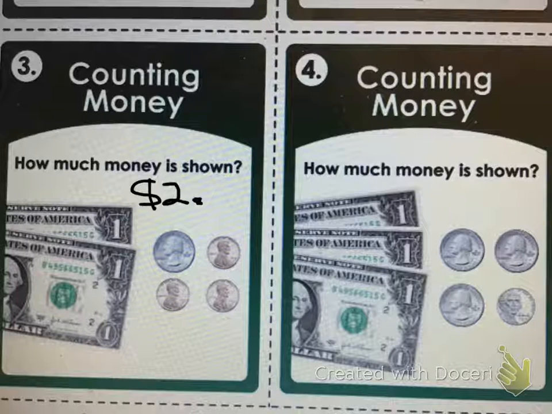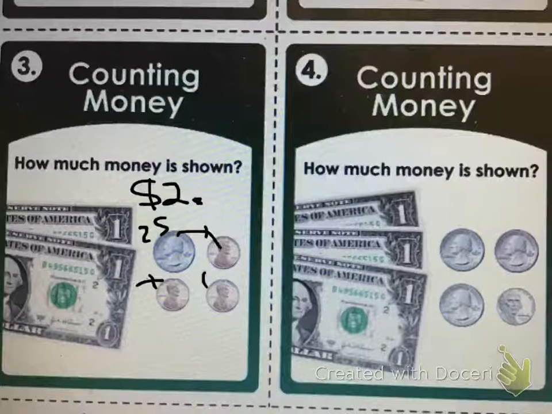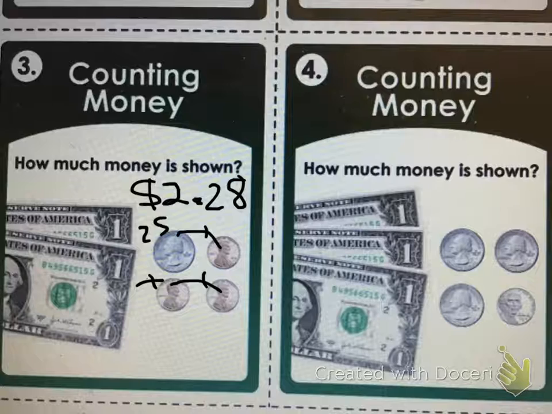This is where I might need to label the coins before I count them up. So I have 25, there's a quarter, and 3 pennies. So those are easy. I'm just going to label them 1 each. Like that. So let's count them up. 25, and now I'm going to count by ones. 26, 27, 28. $2.28. And that's how I would write it using dollars and cents notation.